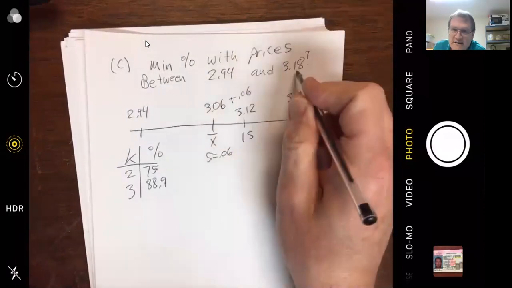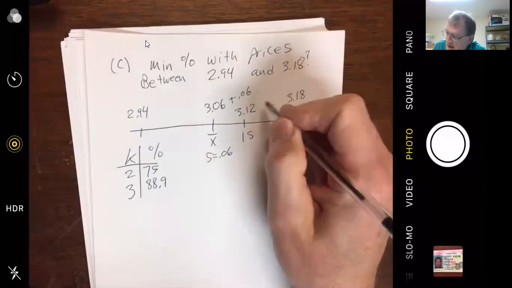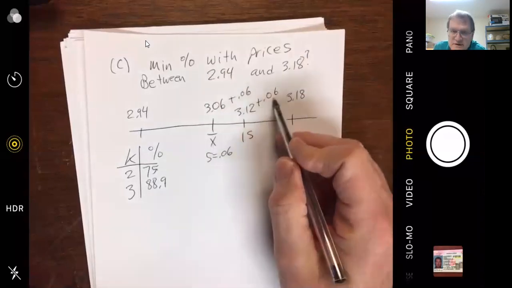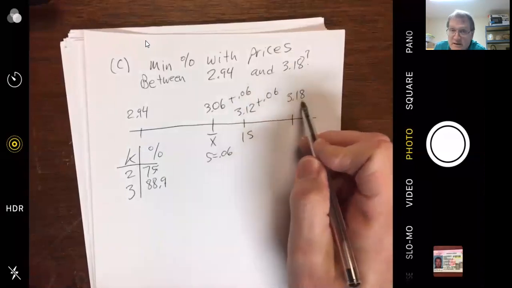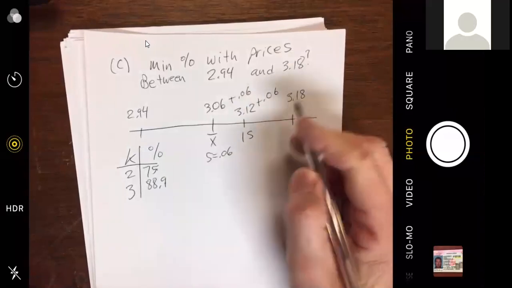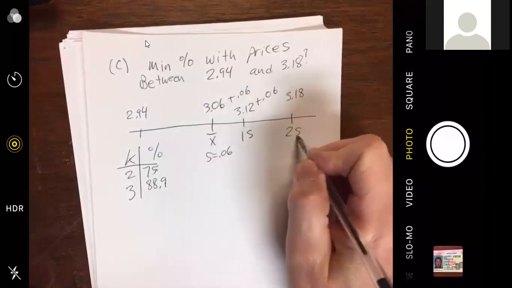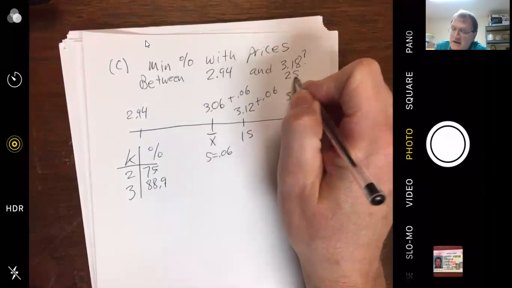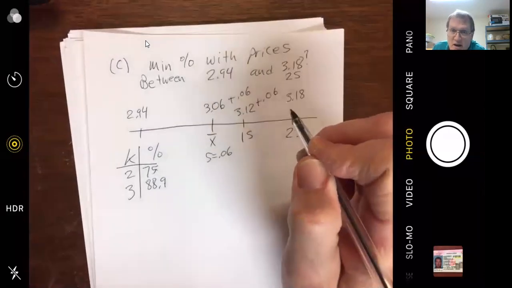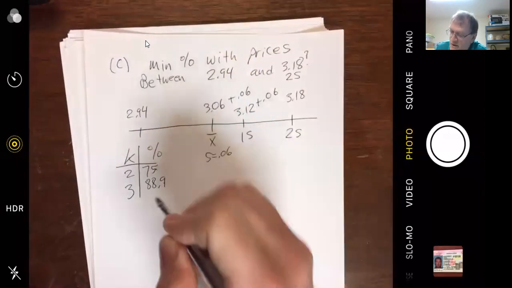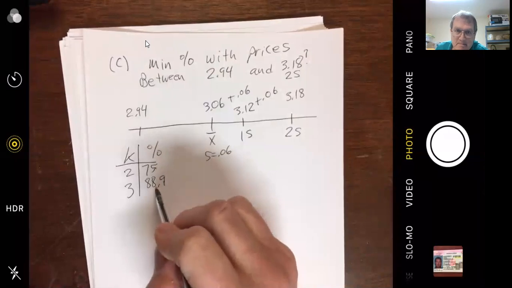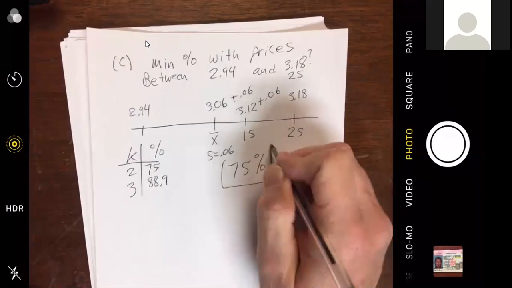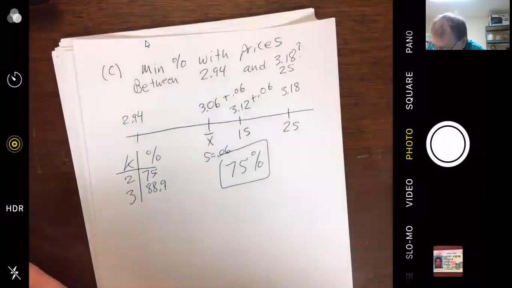So I'm not there yet. Add it again. At 3.12, add 0.06. Yeah, that'll get me to 3.18. So 3.18 is a 2 standard deviation number. Looking at the table, which percentage is it? 75%. 75%. Bingo.